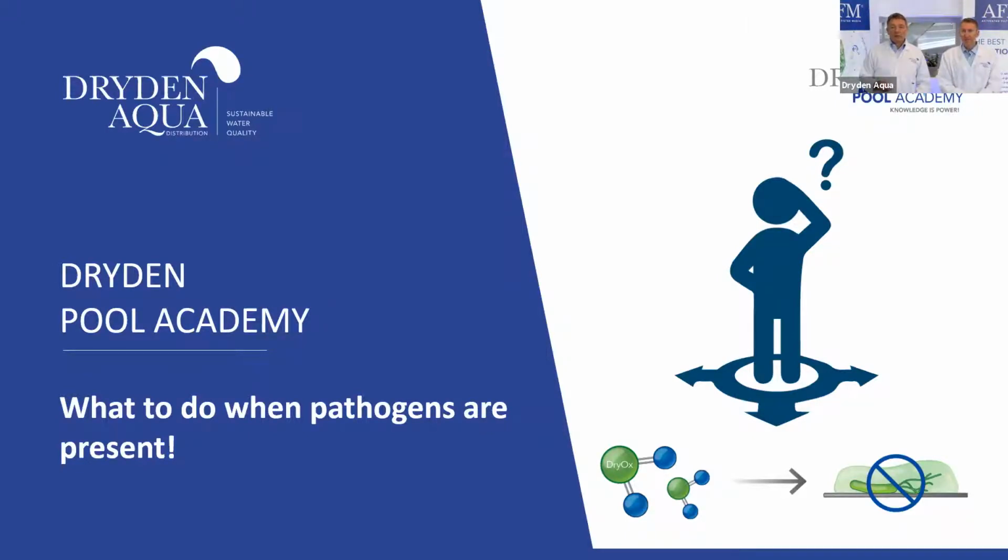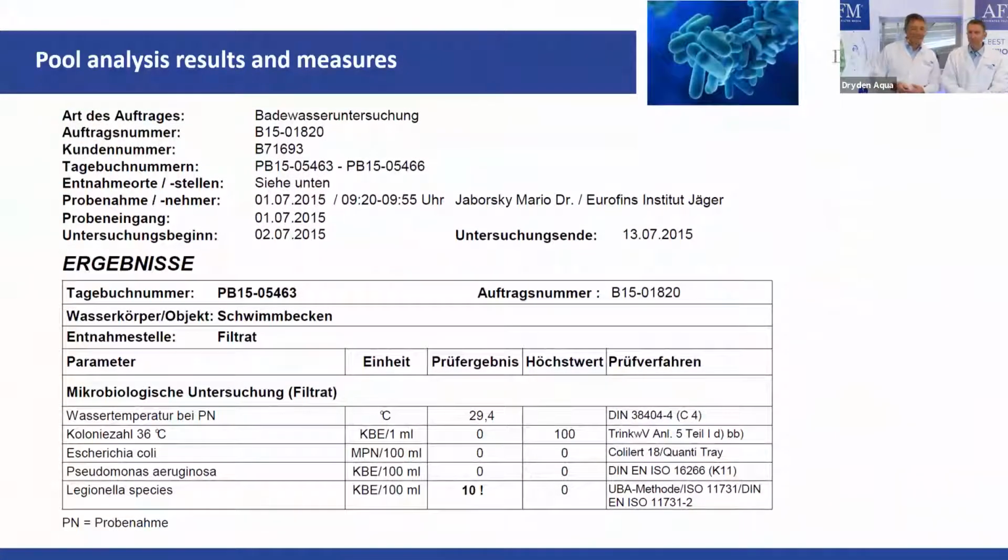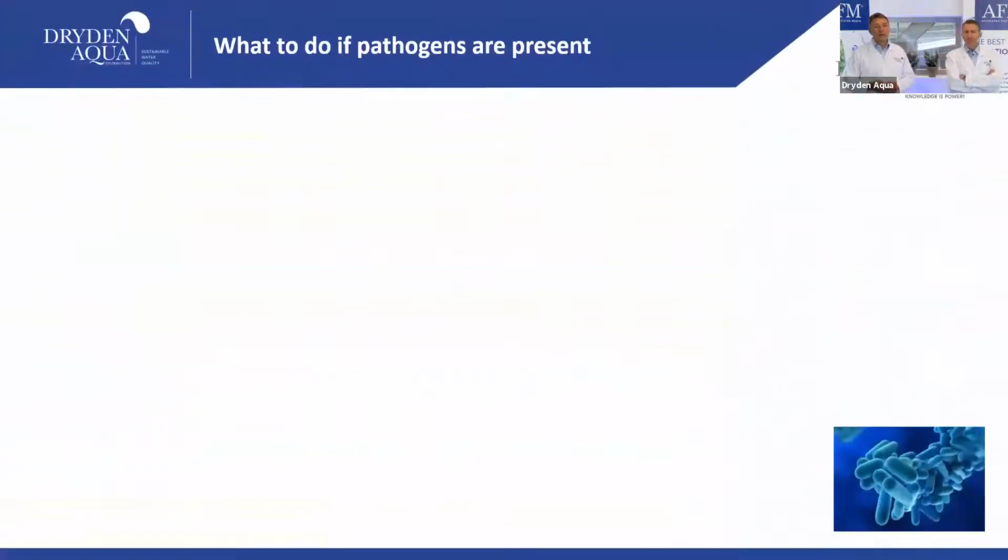So what do you do if you have pathogens? This is how it looks. That's in German, but you get the results here. Germs, none. This is what you're allowed to have, and this is what they measured. Temperature 29. No E. coli. No Pseudomonas. But 10 Legionellas, and you're only allowed to have 1. So then you have to do something.